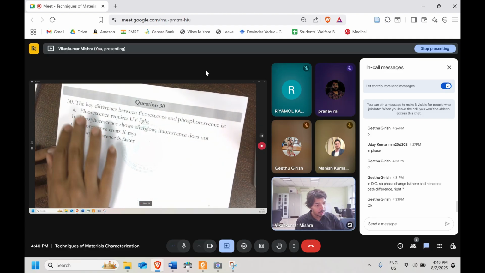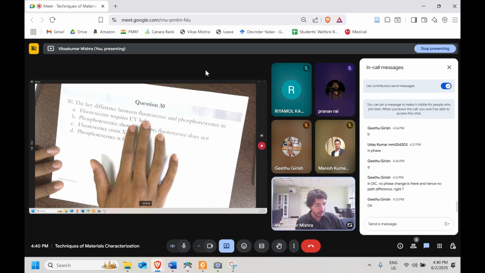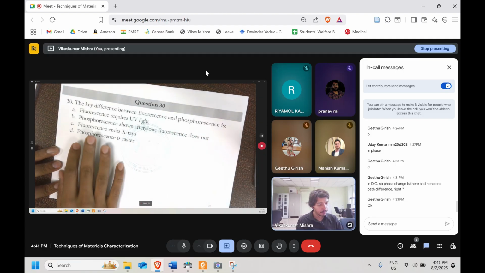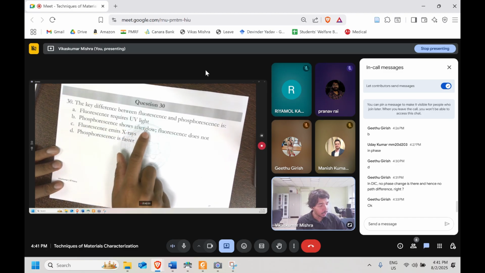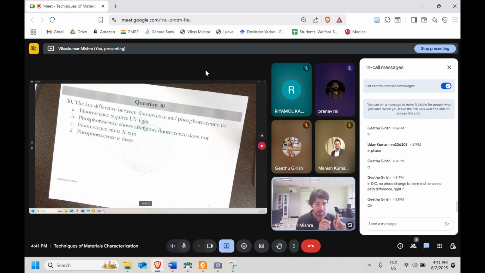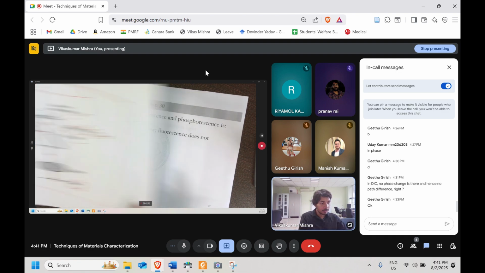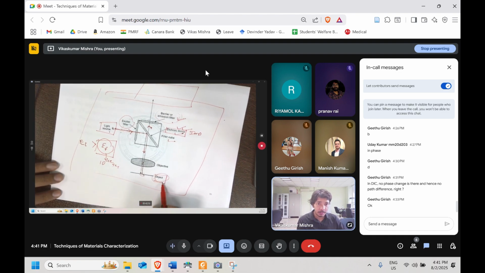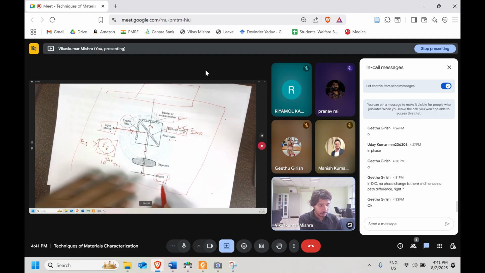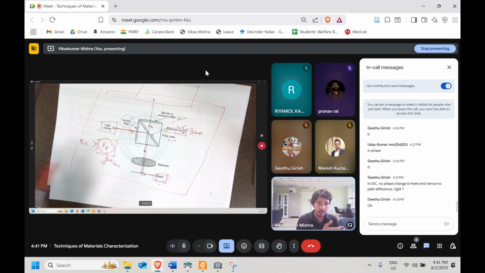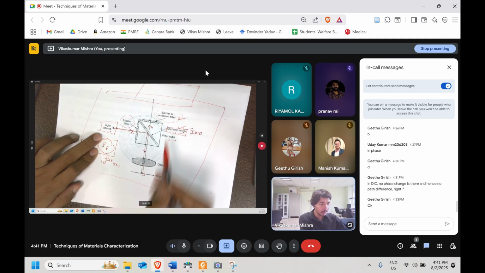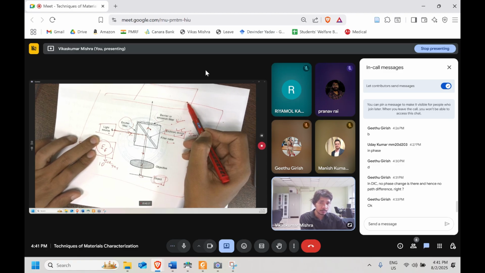Now, the key difference between fluorescence and phosphorescence is... fluorescence requires UV light. No. Phosphorescence shows afterglow. Afterglow means that even if you turn it off, it's still glowing. Let us say I am pushing the fluorescent material right now. I turn on the light, I am seeing it on the screen, the brightness is there, I am able to see. I turn it off, quickly it will turn off here. There won't be any glow.